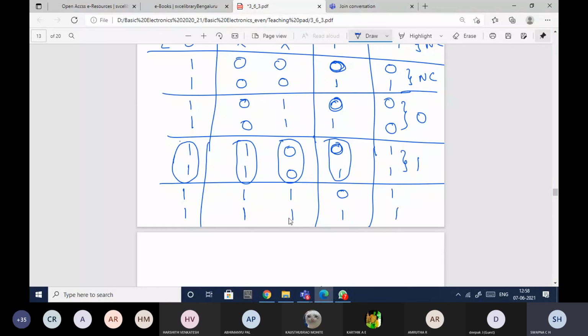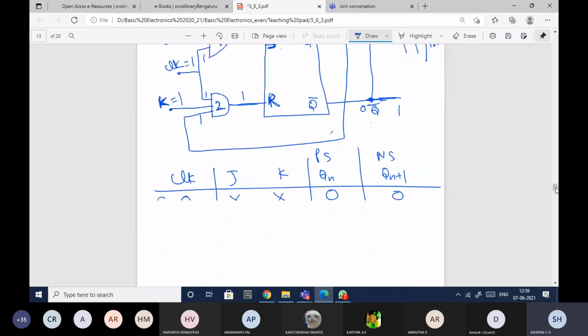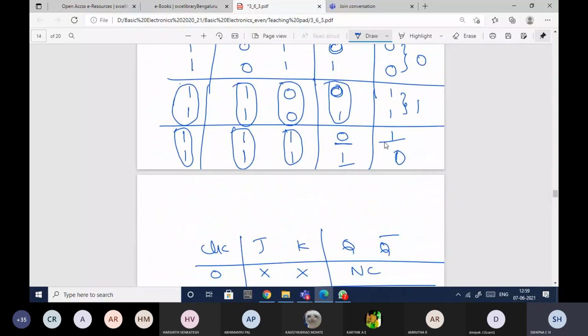Okay, so if you observe, if clock is equal to 1, J is equal to 1, K is equal to 1, then what is happening? If the present state is 0, the next state is 1. If the present state is 1, the next state is 0. So if the present state is 0, the next state is 1, and if the present state is 1, the next state is 0.